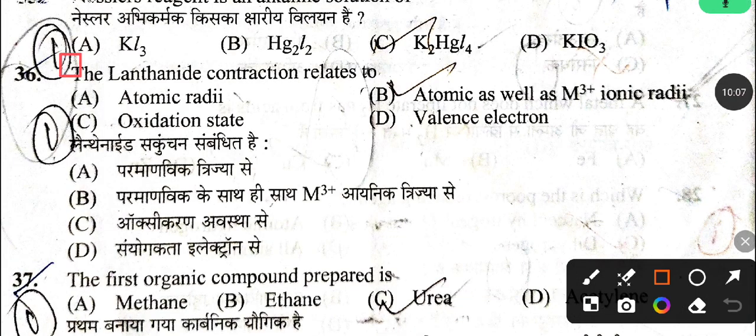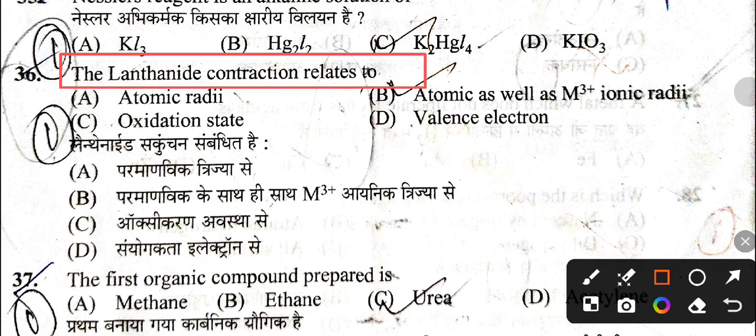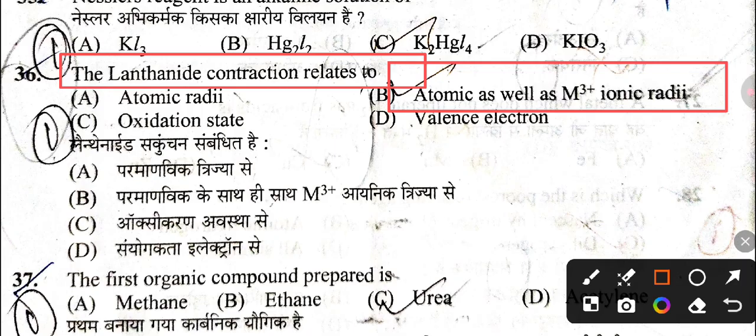The lanthanide contraction is related to the atomic as well as the ionic radii. होती क्या है, what is lanthanoid contraction? In the lanthanoid series there is a decrease in the atomic as well as ionic radii despite increase in the atomic number. It is called lanthanoid contraction. अब इसका cause क्या होता है? There is decrease in the shielding effect of 4f electrons and increase in the effective nuclear charge, which results in reduction in the atomic as well as ionic radius.